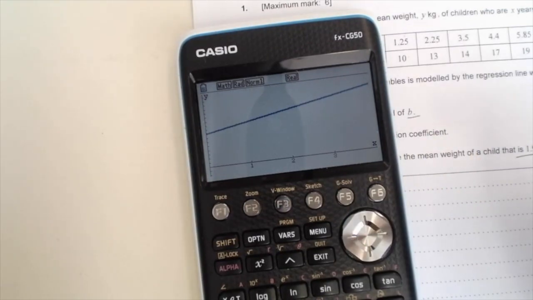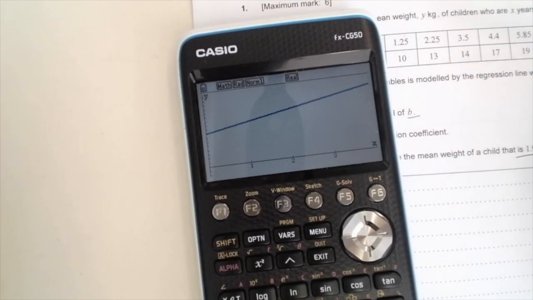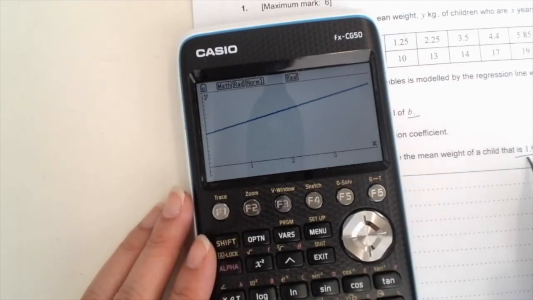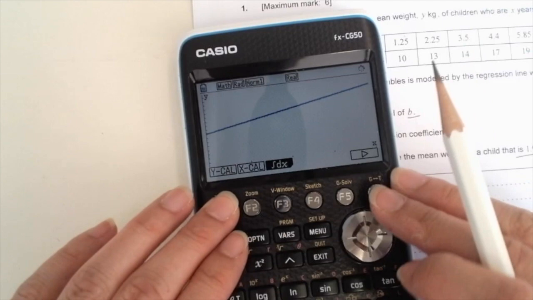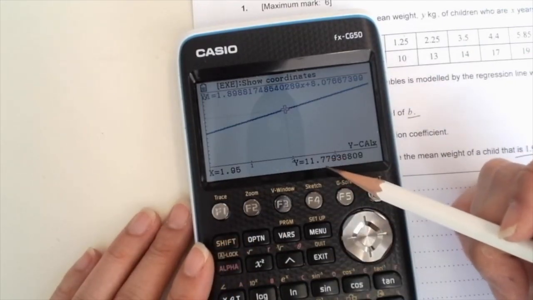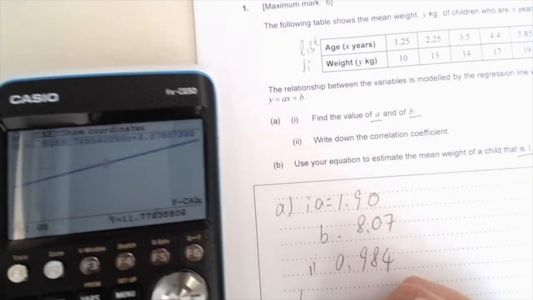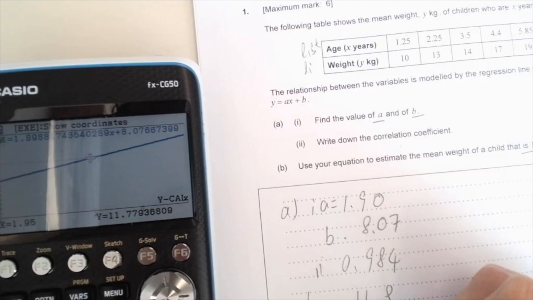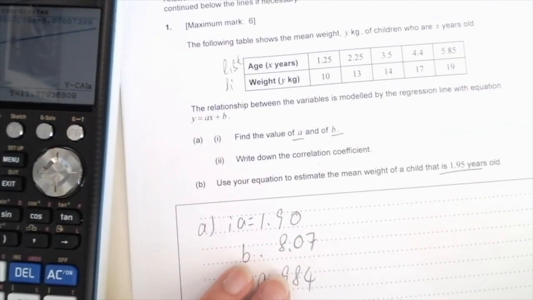The window may not be right, so double check on that if you need to. So it's x equals 1.95. So I solve for y when x equals 1.95. And there's the answer, 11.7 or 11.8 kg. And there we go, we got the answer. Okay, moving on.